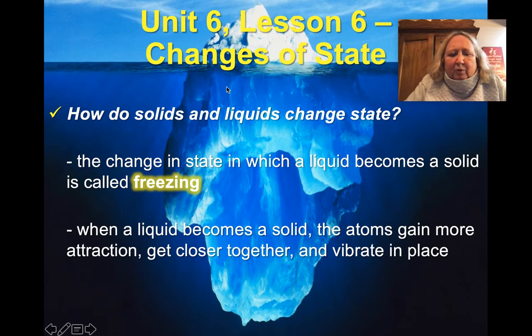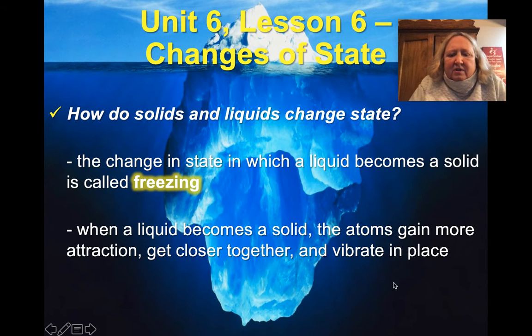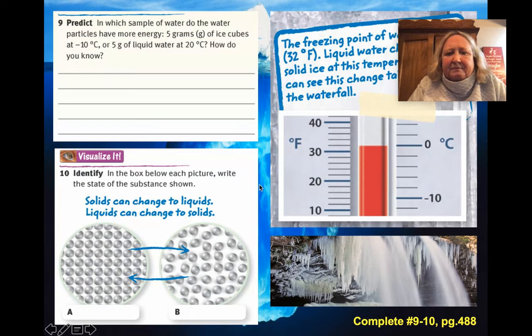Okay. So when the liquid becomes a solid, the atoms gain more attraction. They want to become closer together. Just thinking, if you're outside playing, you want to get closer, bring your arms in because you're cold. So the atoms vibrate in place. And that is freezing. So it is the freezing point. Again, 32 Fahrenheit, 0 Celsius. So again, if you want to jot that down, freezing is when a liquid becomes a solid.